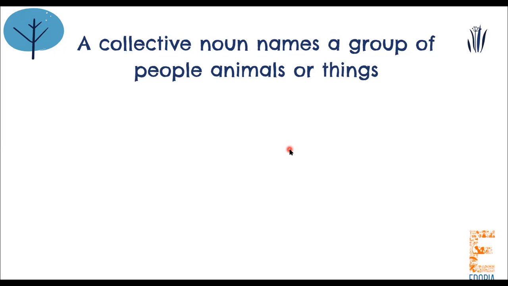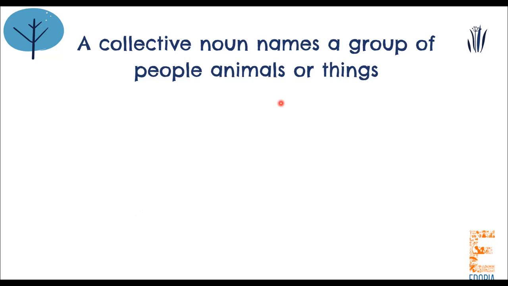For example, if I say the word class, class is not composed of one person. Class includes a teacher and a number of students, but we use one word to say class. In the same way, when we talk about team, a team cannot be composed of one person. A team is a group of people working together or playing together. So that is again a collective noun. So these are the words we use for a group of people, animals, or things.